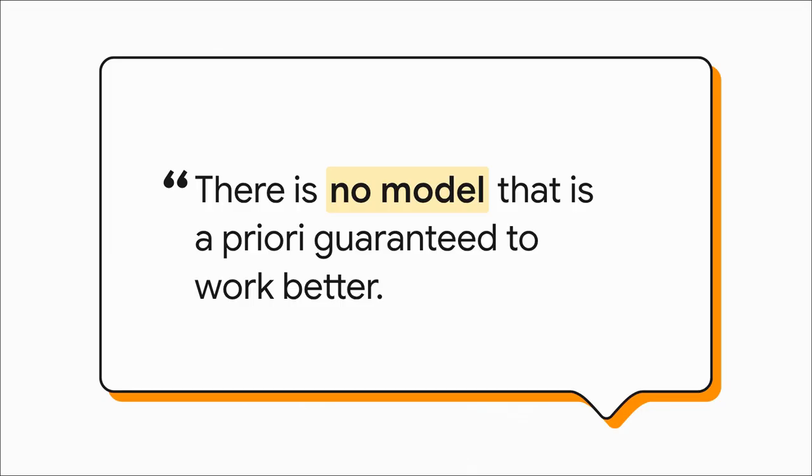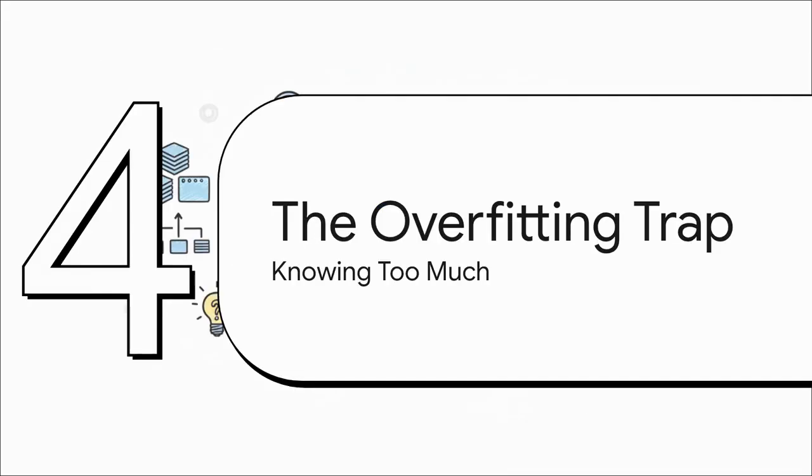You've got to experiment. All right, it's time to meet the big villain of our machine learning story. It's called the overfitting trap. And this is all about the danger of a model that learns the training data too well.